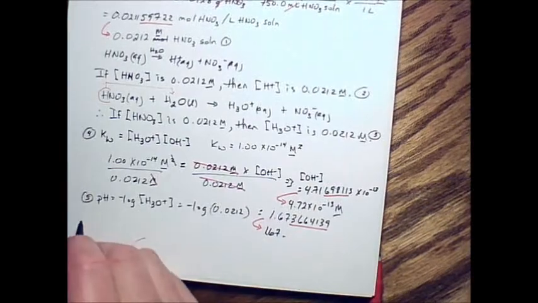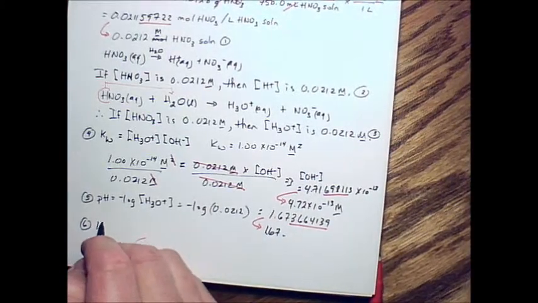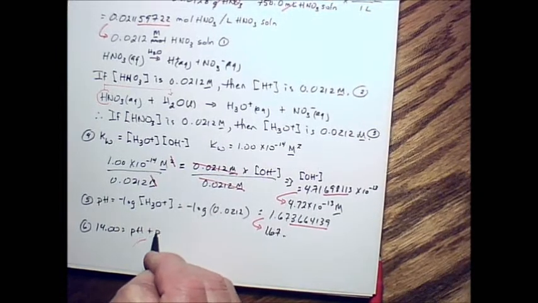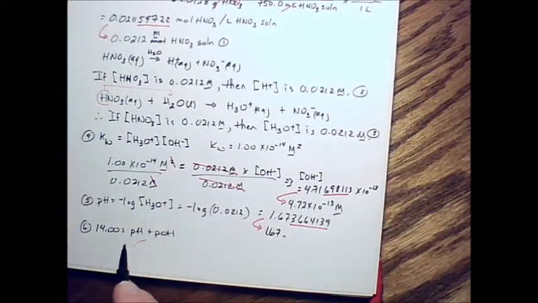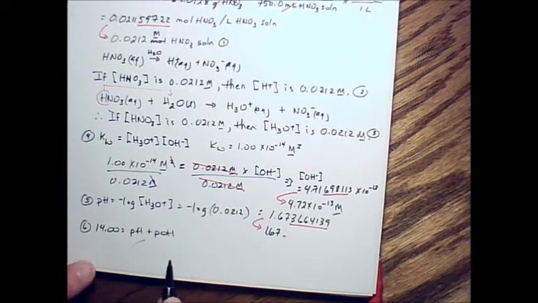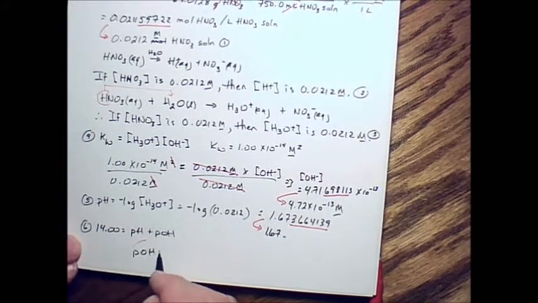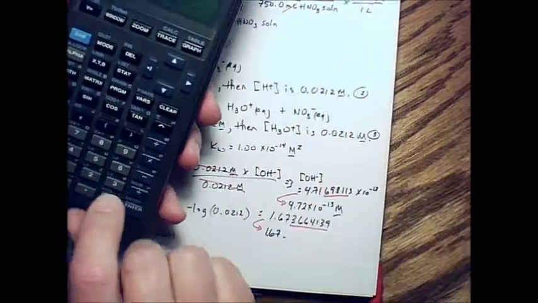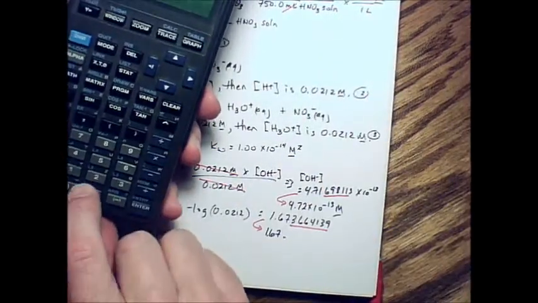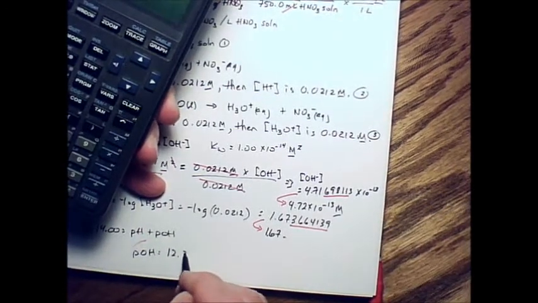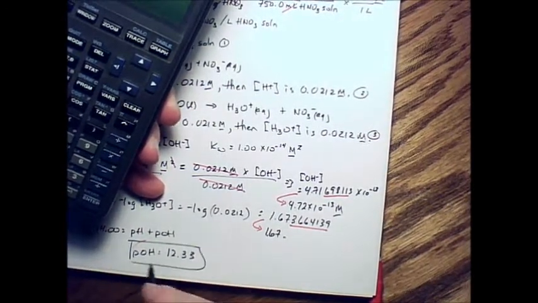Well, let's see, there's a couple of ways to find the pOH we're looking for up here. The easy way, since we're about to run out of time, is that 14 equals pH plus pOH. And since we know the pH, we're going to subtract that from both sides to find the pOH. So 14 minus 1.67 gives us 12.33 is the pOH. Okay?